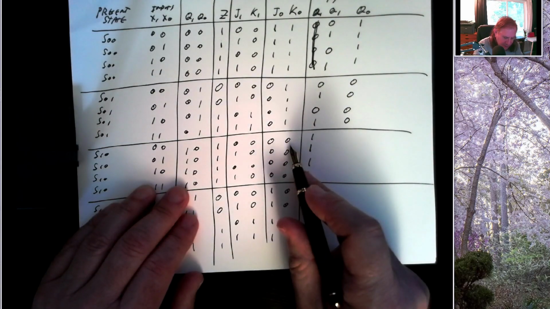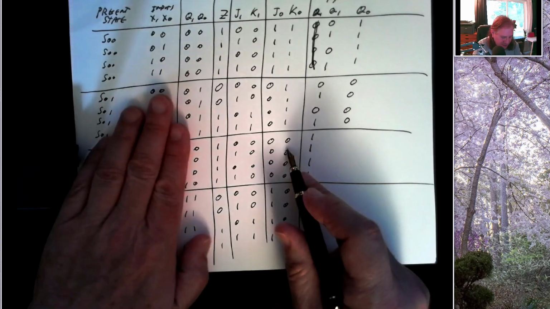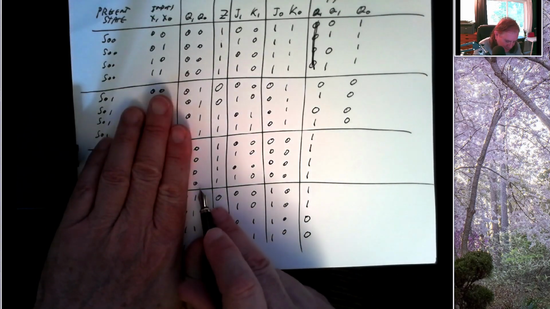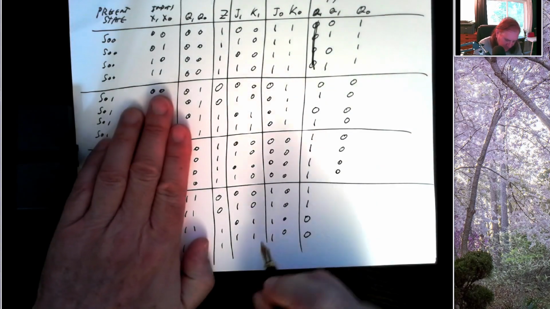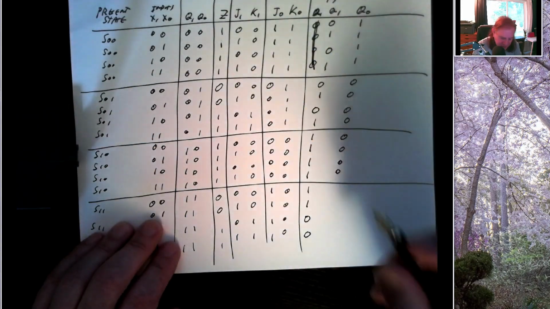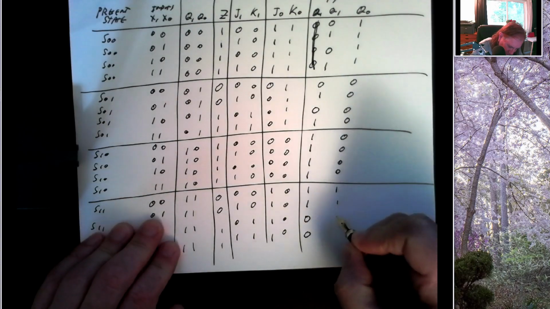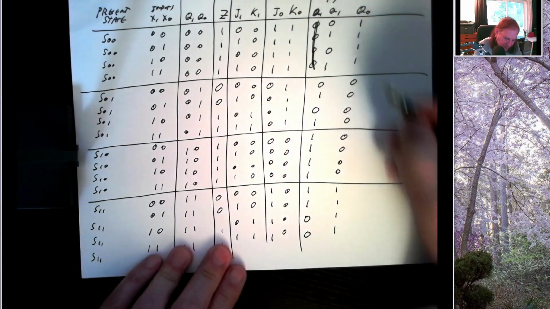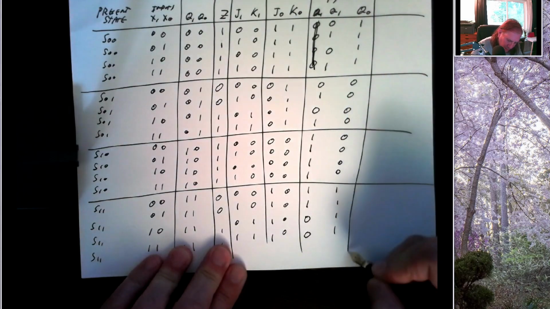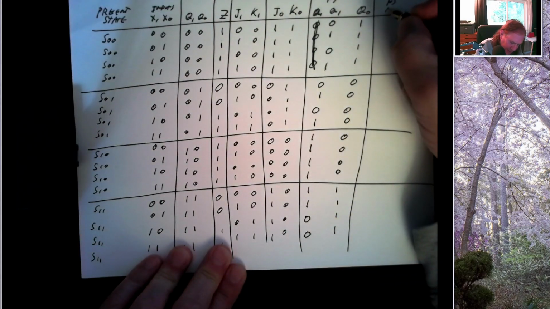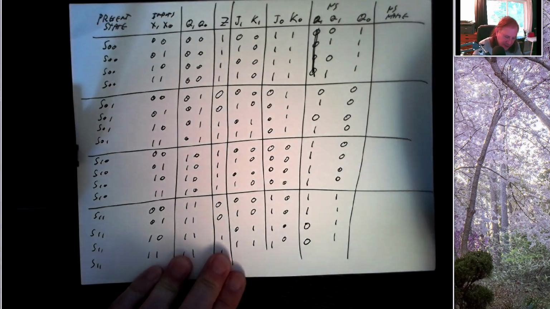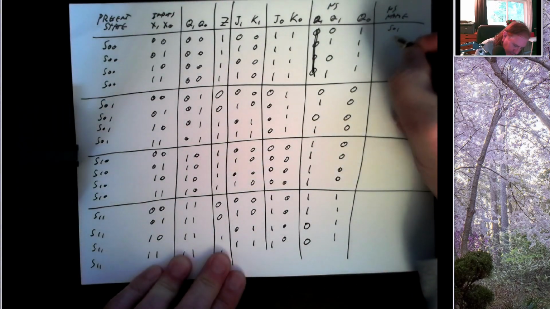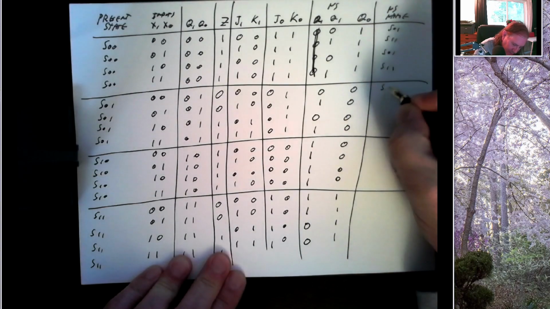Here's a 0, 0, which means leave Q unchanged. So in all four of these cases, Q is a 0, so the new value will be 0. And here's a 1, 0, which says set the flip-flop, so the new value of Q will be 1. And now we can fill in our last column, which is the name of the new state. And this is S01, S11, S01. And we can just copy these down.